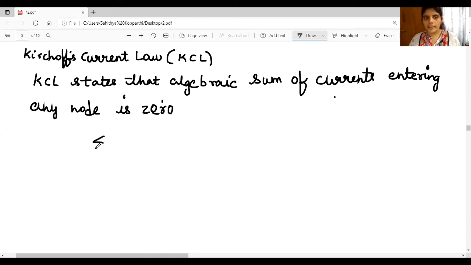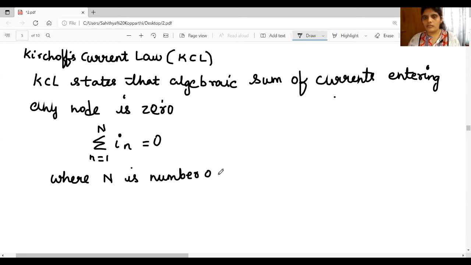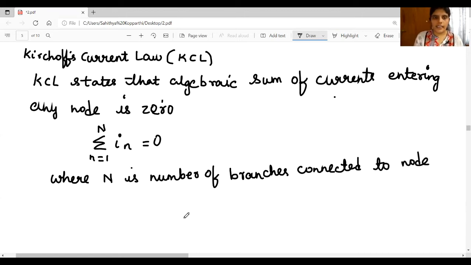So mathematically I can represent it as the sum, n equal to 1 up to N, of I_n equal to 0, where N is the number of branches connected to that node, and I_n is the nth current, which is either leaving or entering the node.